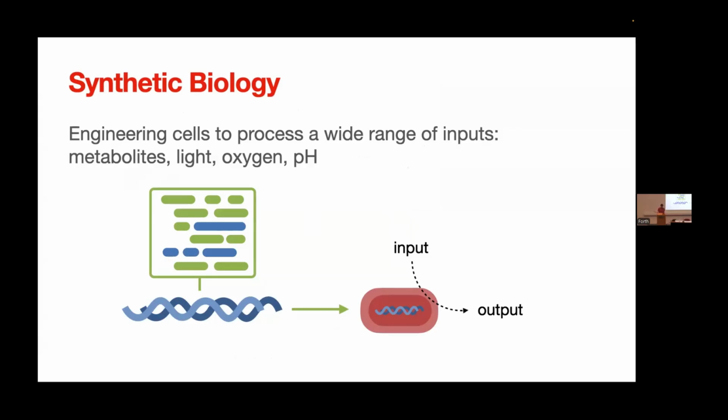Right. So you can see a bacterial cell, that's the whole organism, as a system that takes in some inputs and produces some outputs. Inputs might be light, metabolites, oxygen, even the pH level around it can be seen as an input. Like sugar, amino acids, whatever they can get.